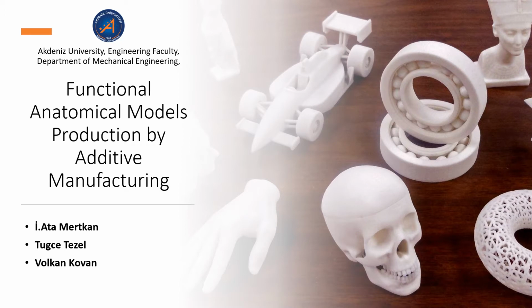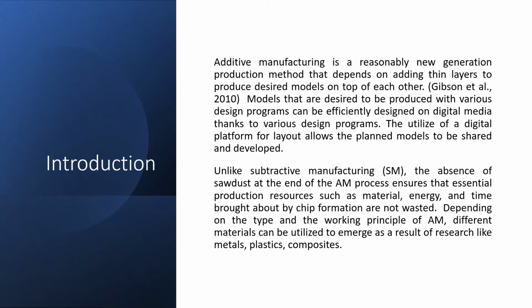Today I'm going to present you Functional Anatomical Models Production by Additive Manufacturing. Additive manufacturing is a reasonably new generation production method that depends on adding thin layers on top of each other to produce desired models. Models that are desired to be produced can be efficiently designed on digital media thanks to various design programs. The use of a digital platform for layout allows the planned models to be shared and developed.